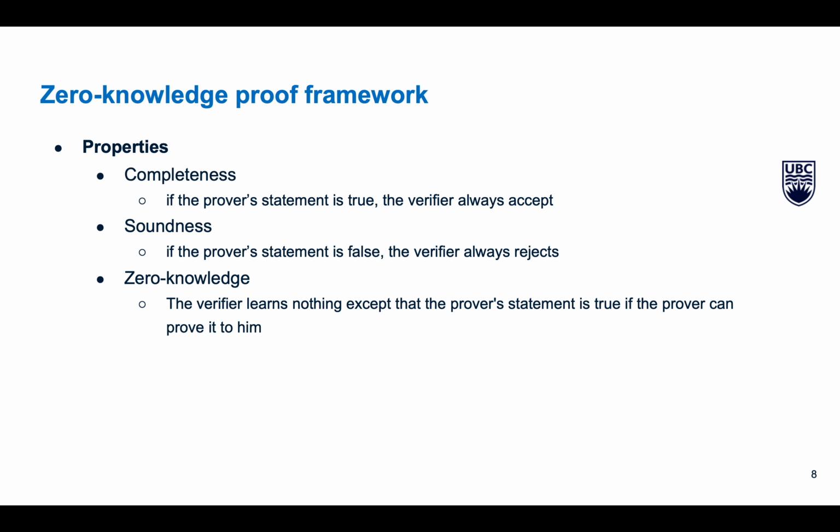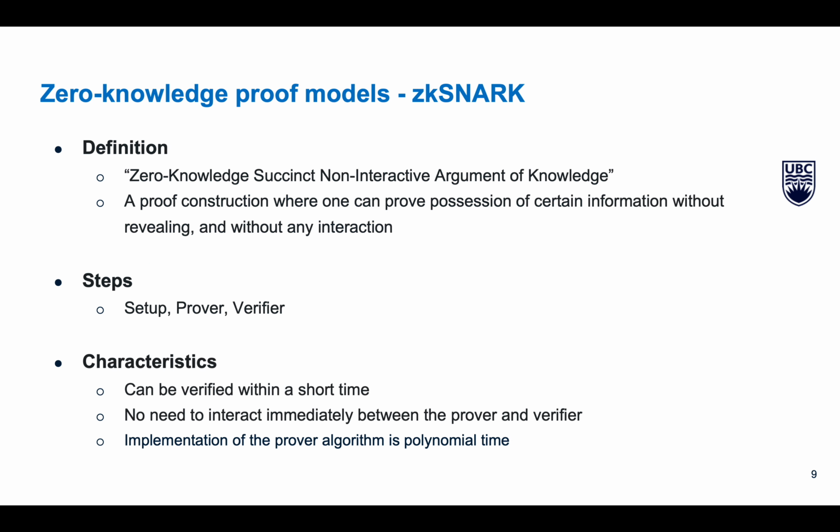And lastly, the zero-knowledge property can be used to guarantee that the prover does not leak any useful information to the verifier. In other words, if the prover can prove to the verifier that his statement is true, the verifier will learn nothing except that the prover's statement is true. In other words, the prover does not reveal other additional information.